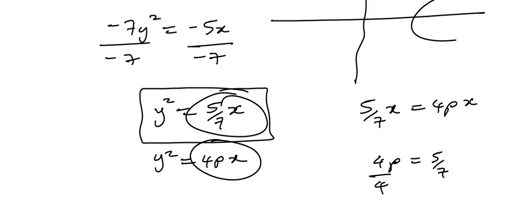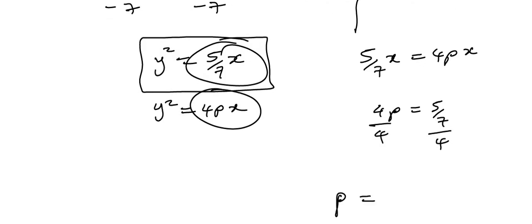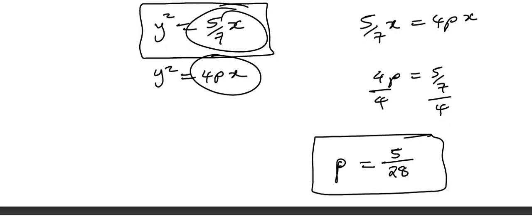Then divide by 4, meaning p is equal to what? This is going to give you 5 over 7 divided by 4. 4 times 7 is what? Is it 28? Yeah. So meaning you're getting 5 over 28, implying that that's your p, right?